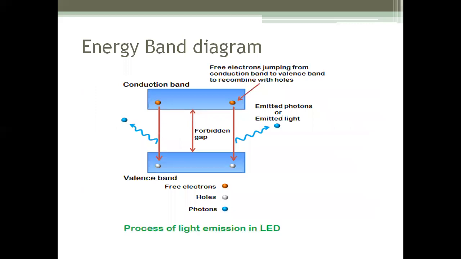You can see on the screen the energy band diagram for an LED, where the electron from the conduction band de-excites to the valence band, where it recombines with a hole and the energy is emitted in the form of radiations. Either it may be visible light radiations or invisible light radiations.